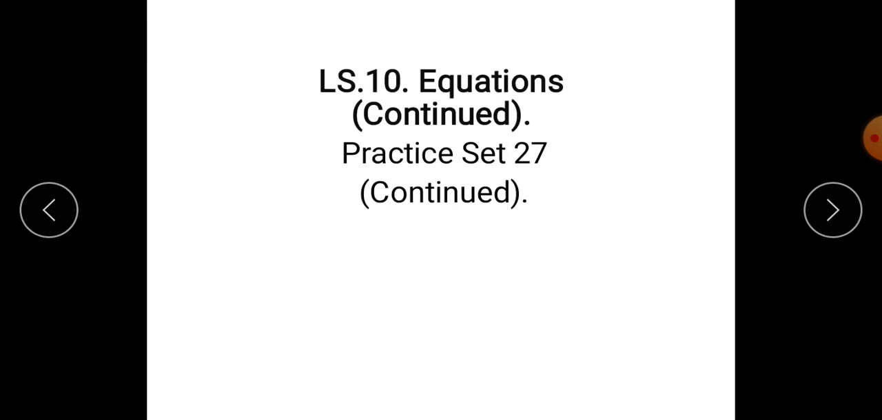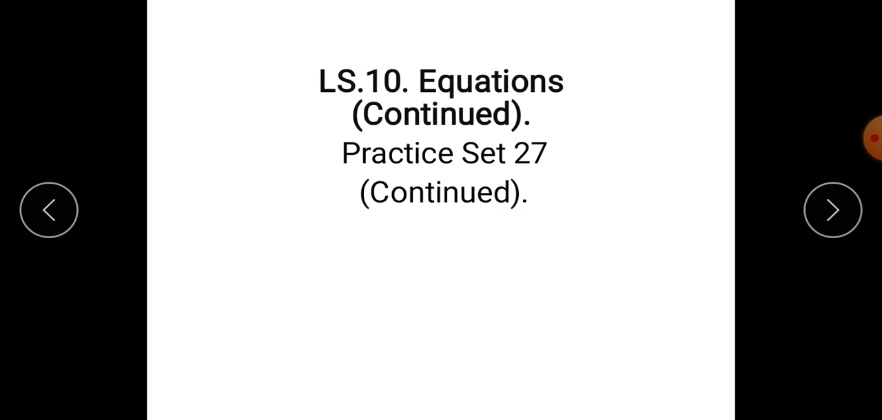Students, we have started lesson number 10, equations. We have seen what is equation. First, we have seen what is equality, then what is equation, then use of a variable in an equation, or use of a letter which we say as variable for a number. Then we have seen what is the solution to the equation, and then we have seen how to solve an equation. We have seen examples, and we have started practice set 27.